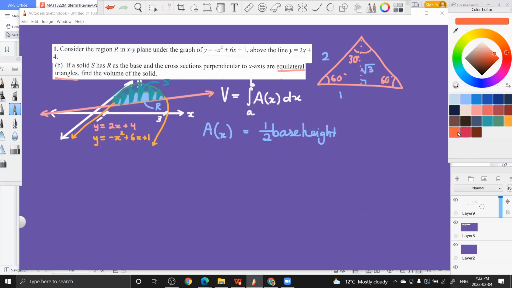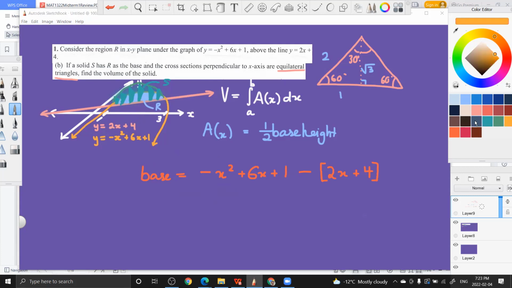Well, it's very easy. So from here to here, what is that distance? That is the base, right guys? And the base is equal to the distance from the top function and the bottom function, that gives you this distance. So the base is equal to 2x plus, no, actually, it's equal to negative x squared plus 6x plus 1. That is the yellow function minus 2x plus 4.